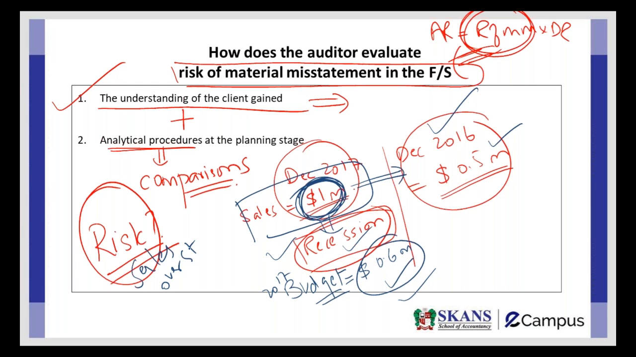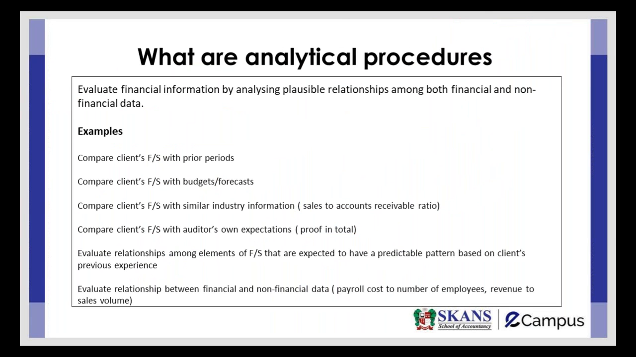Okay, all right. So when I say plausible relationships, I'm talking about areas which are expected to have a relationship, right? So for example, non-current assets, property, plant and equipment, and depreciation, they're expected to have a relationship.